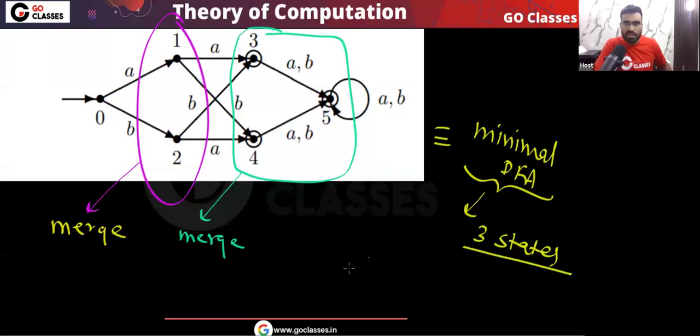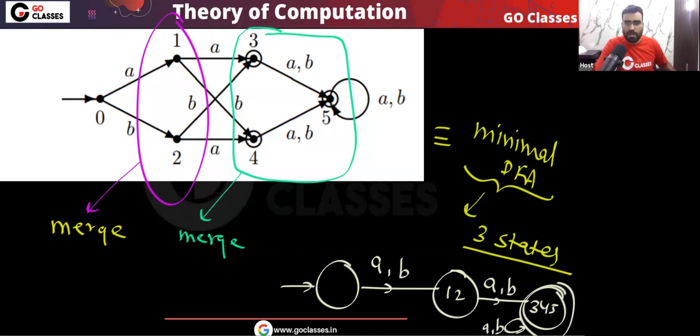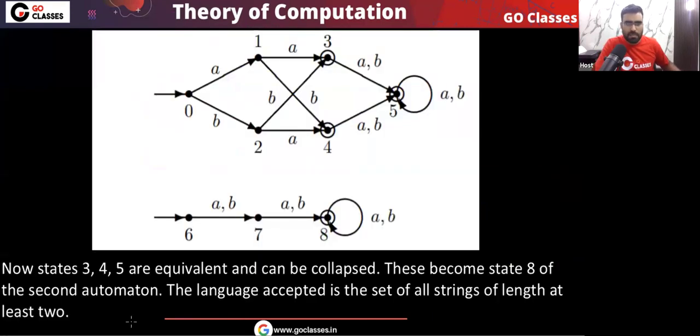Okay, you can easily create the minimal DFA. That will be like this. This is your state 0. On symbol A, B, it will go to state 1, 2. On symbol A, B, this will go to state 3, 4, 5. Okay, is this clear? So this is your minimal DFA. Minimal DFA will have 3 states.